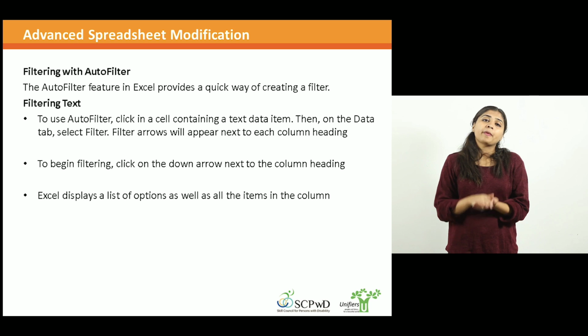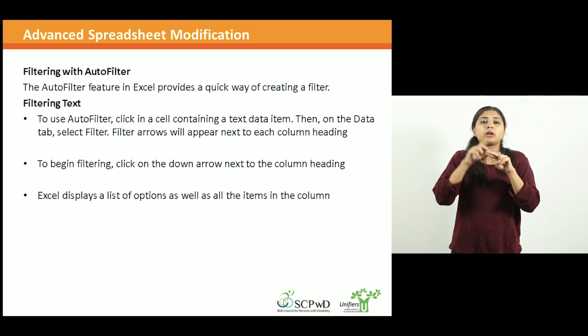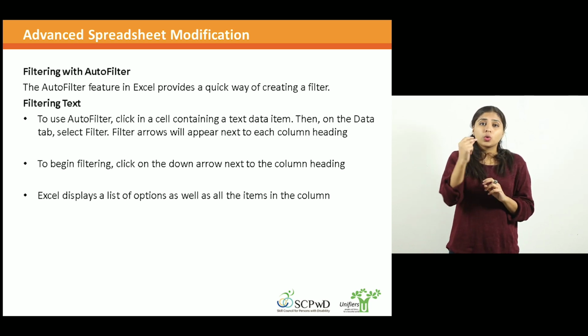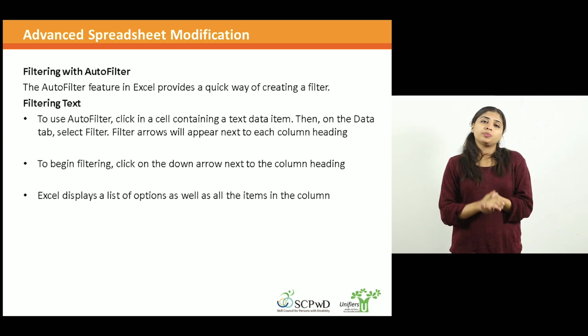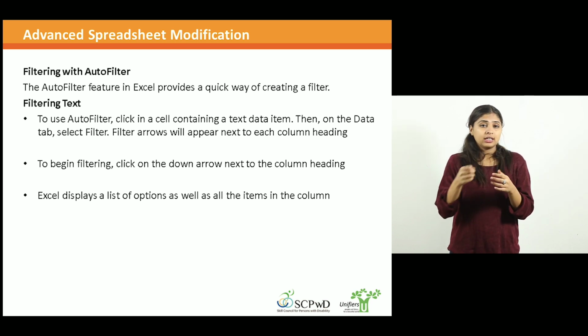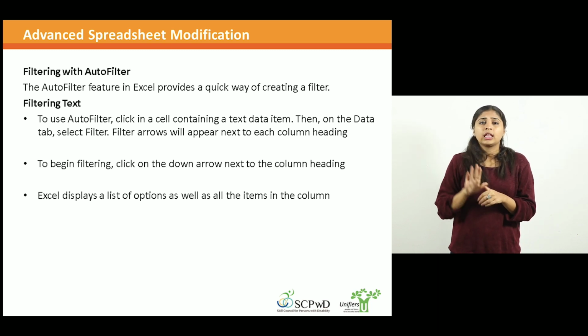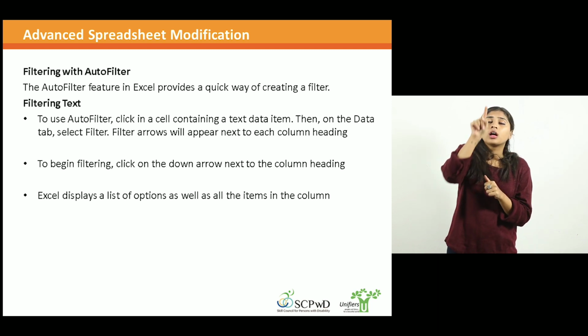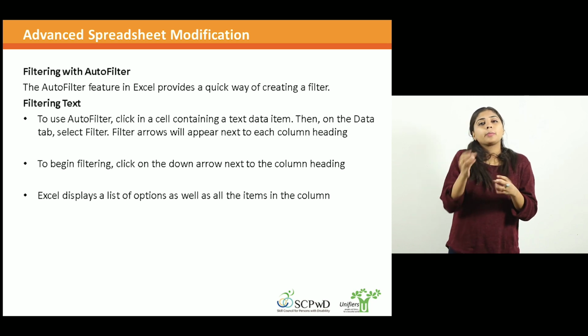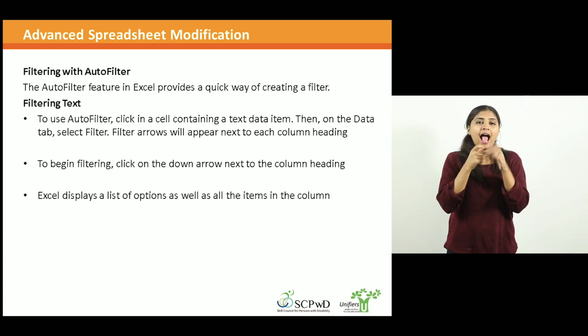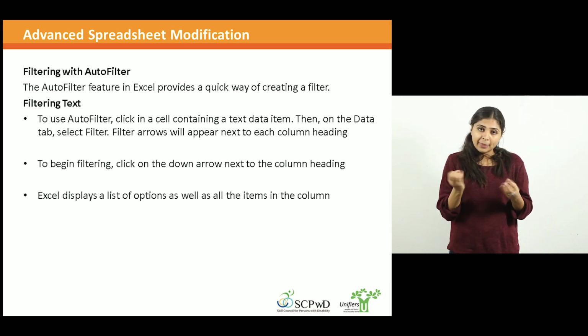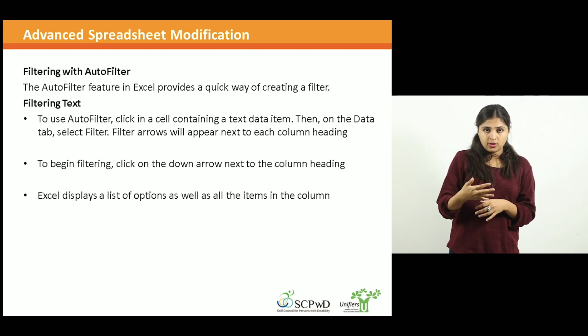Filtering with AutoFilters. The AutoFilter feature in Excel provides a quick way of creating a filter. Filtering text. To use AutoFilter, click in a cell containing a text data item. Then on the Data tab, select Filter. Filter arrows will appear next to each column heading. To begin filtering, click on the down arrow next to the column heading.